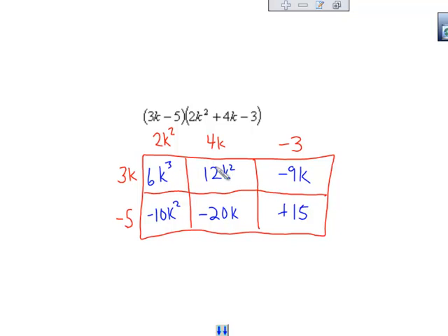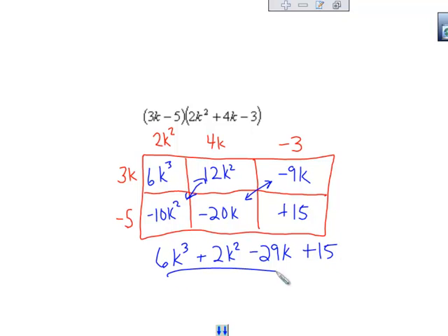Okay, so now you write out your terms. Remember to look for like terms and see if you can combine those right away. I see that these two are alike, and these two are alike, so I'm going to combine those in my head right away. My final answer is 6k to the third, -10 plus 12 is 2k squared, -20 plus -9 is -29k, and then this plus 15 goes at the bottom. There's my final answer.